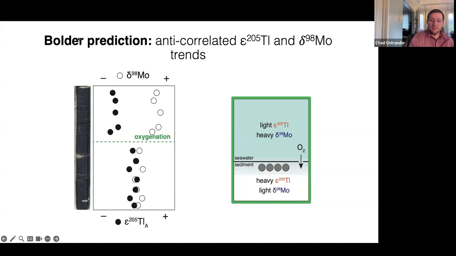Manganese oxide minerals on the seafloor today have really light molybdenum isotope compositions. Because these sediments are being formed and buried over wide areas of the seafloor today, this drives seawater to be really heavy. Seawater molybdenum isotope composition is really heavy, at plus 2.3 per mil.